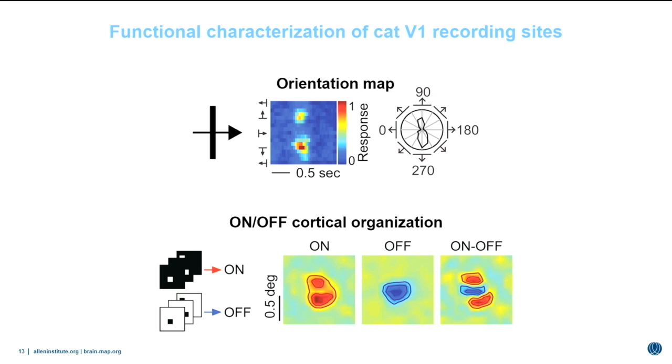So from these on and off receptive fields, we calculated the on minus off receptive fields to get the individual subfields. And then from this, using a 2D Fourier transform, we calculated a preferred orientation, which would also be roughly this angle. And we compared this to the orientation map. So this is how we linked the cortical organization of on and off to the orientation map.